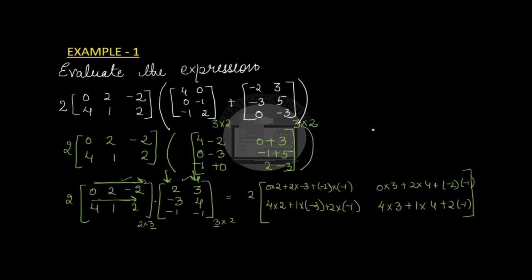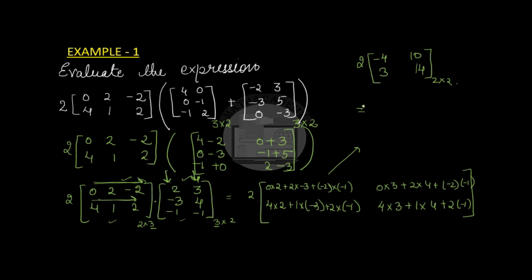Okay, we will perform this addition to get our matrix as minus 4, 10, 3, 14. This is the 2 by 2 matrix obtained by multiplying these two matrices. Correct?